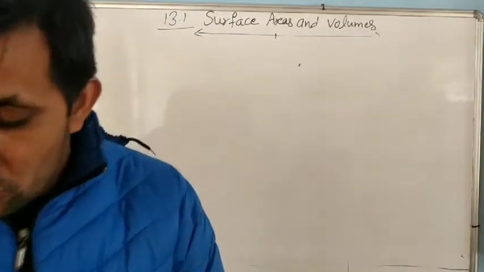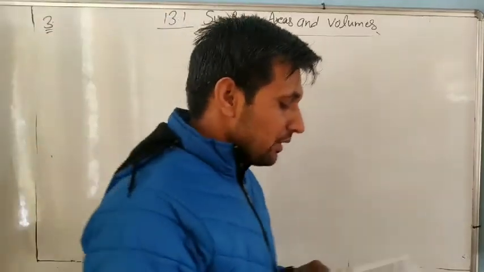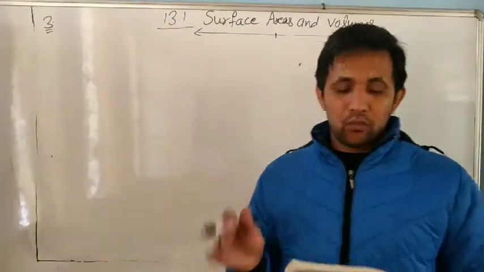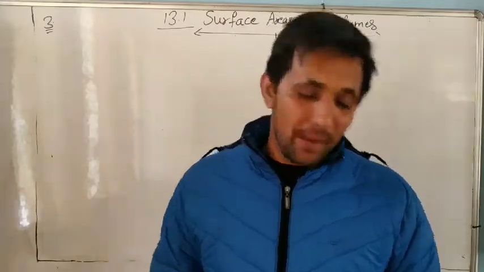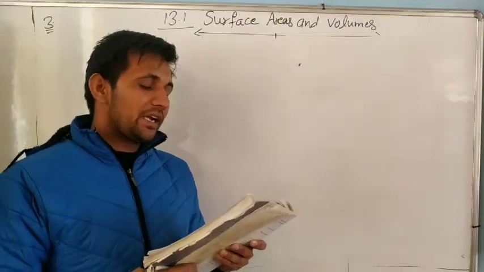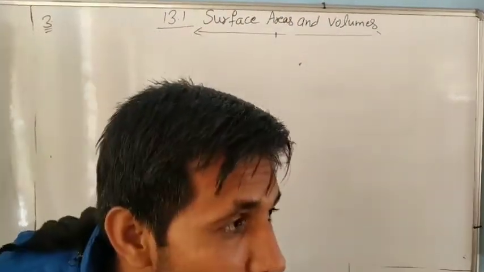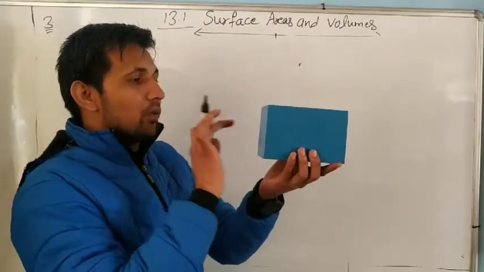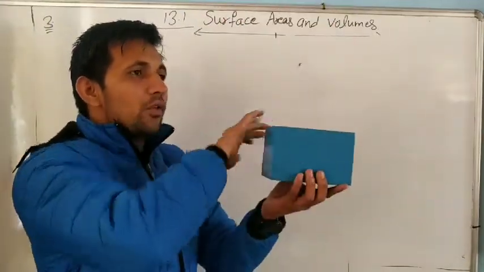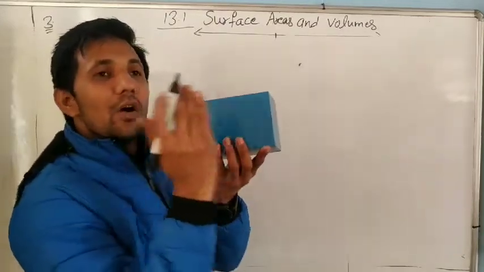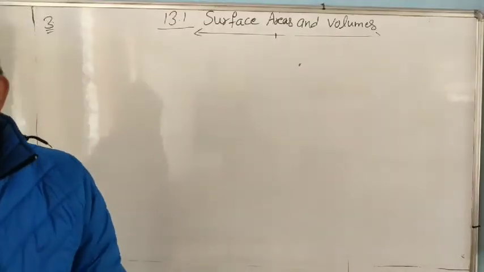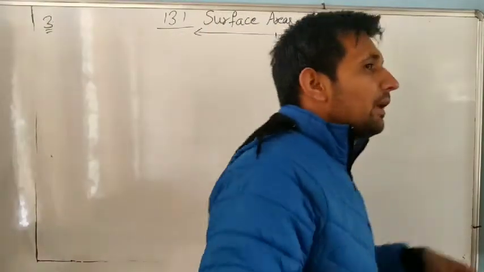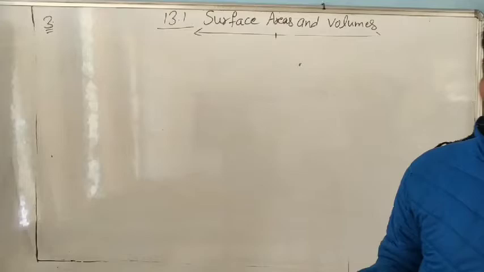In the question, the perimeter of the floor is given, and the cost of painting the four walls. So only the cost of painting four walls is given, 1, 2, 3 and 4. It means we are finding the curved surface area or lateral surface area. Length is not given, breadth is not given, height is not given. We have to find the height.